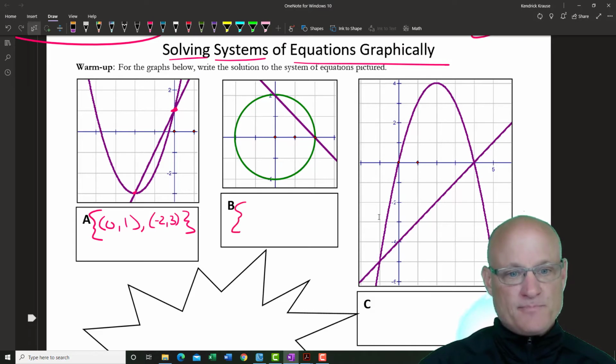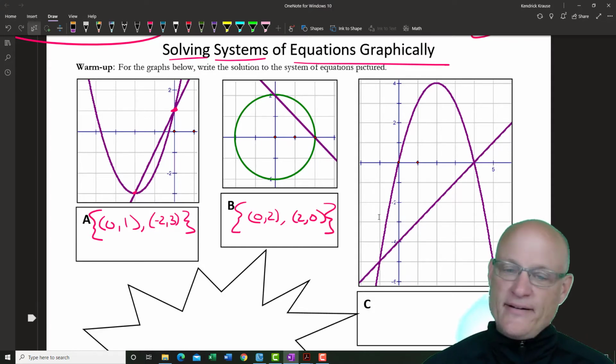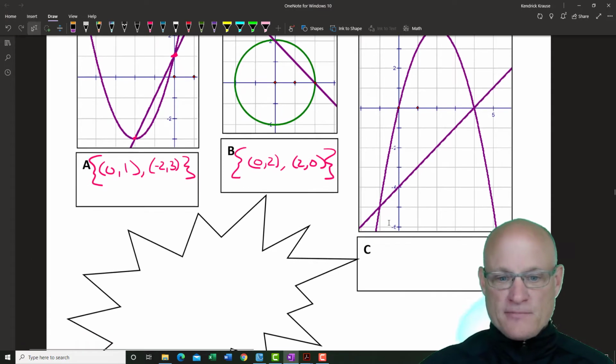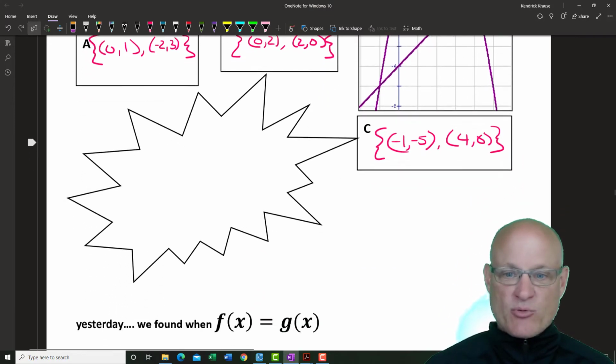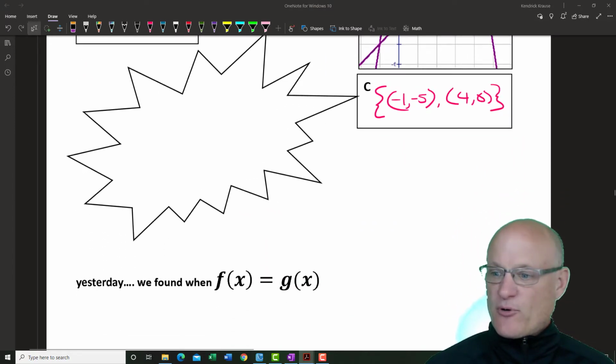All right, let's talk about this one. (0, 2) and (2, 0). Oh, man. And then this one's kind of crazy. Parabola and a line. Let's see what we got. (-1, -5). That's got to be right behind my head. And then (4, 0). So it's a good thing I'm just saying it. Put them in curly brackets, and that's what you got. Pretty straightforward, not a big deal.